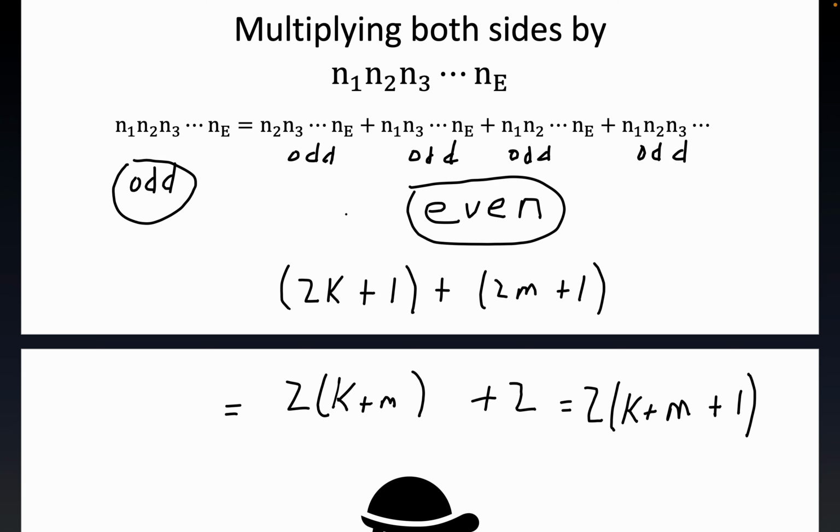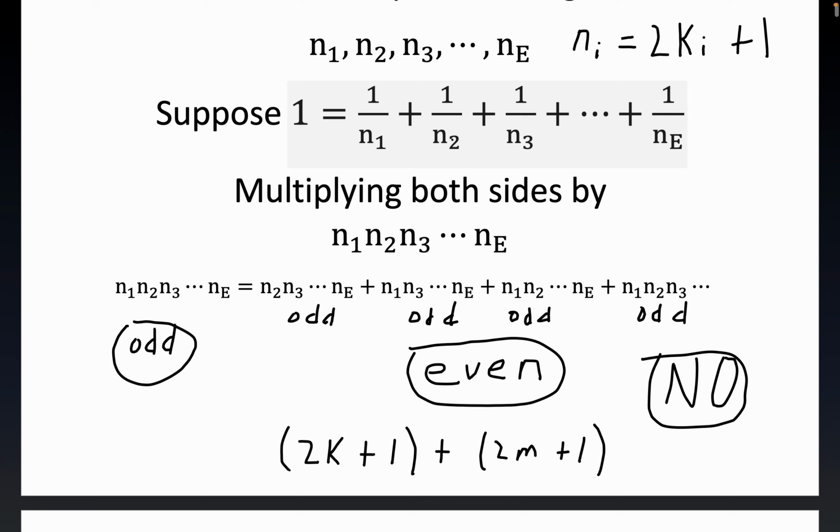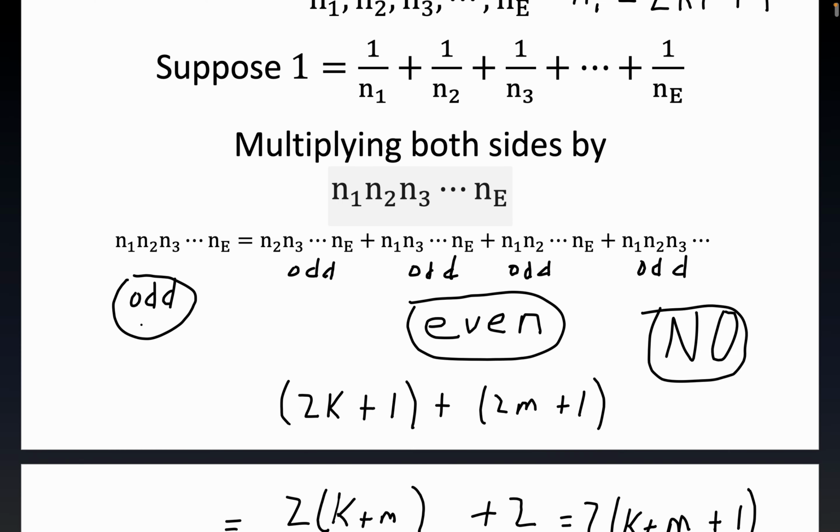So anyway, the answer to the question is a big fat no. Because if we start with the assumption that it can happen and multiply through by the appropriate product here, we get an odd number on the left-hand side and an even number on the right-hand side. So the answer is no. Hope you enjoyed doing that one.